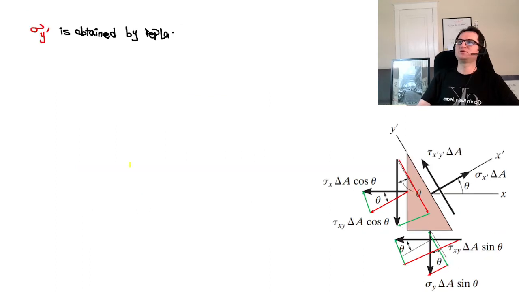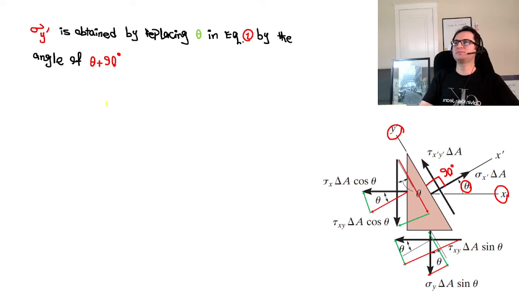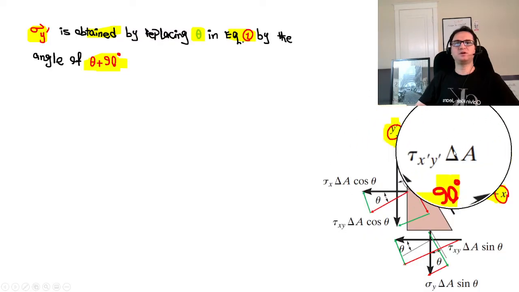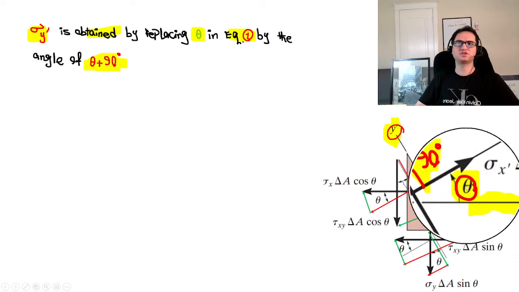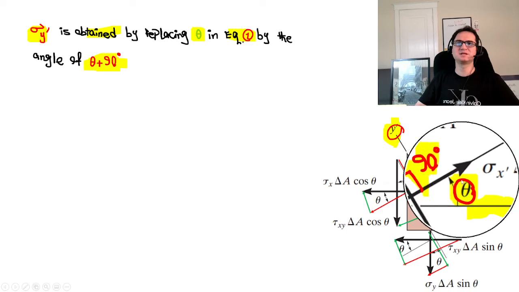At the same time, we do know sigma y prime is obtained by replacing theta in equation 1 by an angle of theta plus 90 degrees. What that means is, if we are on the x axis and we have a rotation of theta, we reach x prime. By another 90 degrees, we get to y prime, because x and y and x prime and y prime are perpendicular to each other. So that's a rotation of theta plus 90 degrees from x to y prime.